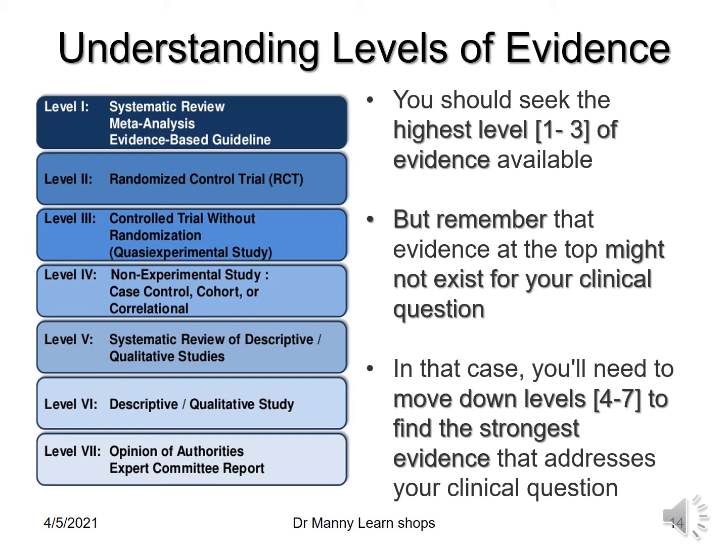Well, we need to understand that there are levels of evidence. And the evidence is in a hierarchy. You should seek the highest level, which is typically level 1 to 3 of evidence available. But remember that evidence at the top might not exist for your specific clinical question if you're doing research. In that case, you'll have to move down to levels 4 to 7. And in doing so, you need to find the strongest evidence that addresses your clinical question.